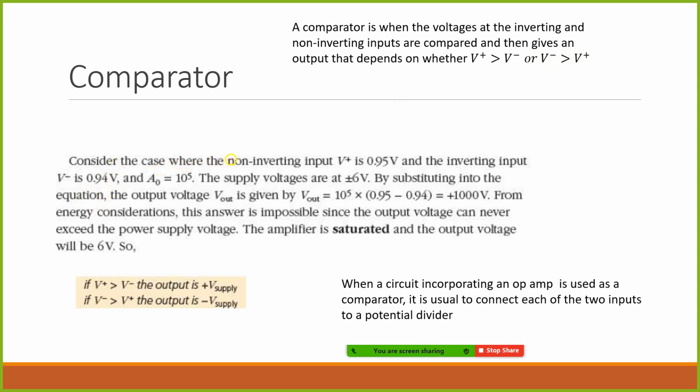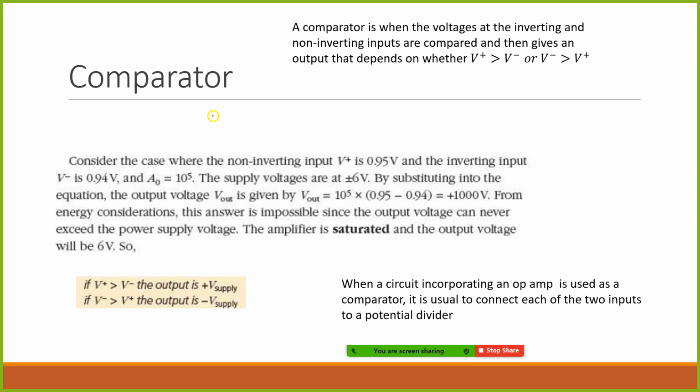Here's a typical question. Let's consider the case where the non-inverting input, my bad, not the inverting, has a voltage of 0.95 volts, and the inverting terminal has a voltage of 0.94 volts and a gain of 10 to the 5. It says here that the supply voltages are at plus or minus 6 volts. By substituting into the equation, the output voltage is given by V out equal to the gain times the difference between the voltage at the non-inverting and the inverting terminals. When we get the answer, that is equal to 1000 volts.